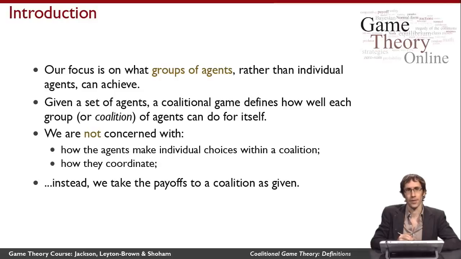Now, in particular, in a coalitional game, we're not going to think about how the agents individually divide work up within the coalition, or how it is that they coordinate with each other in order to form a coalition. We're going to take all of that as given, and instead just think about how the coalition does altogether, what kinds of payoffs they're able to achieve.